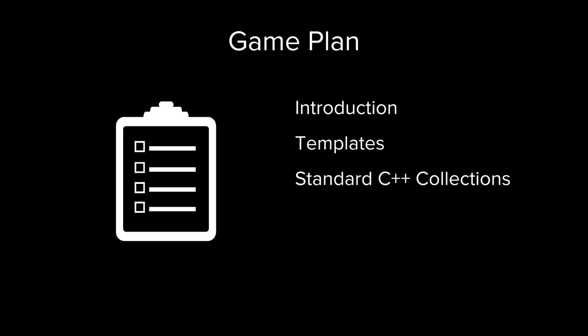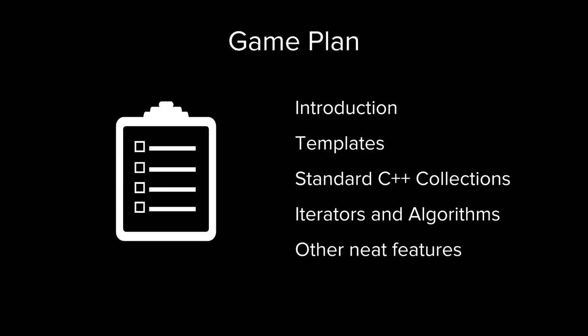So the game plan for today: we're going to start with a quick introduction on what we're doing today. Then we're going to dive right into some advanced C++ features like templates. We're going to talk about the standard C++ collections, which are the analogs of vector, map, and set in actual C++. Then we're going to talk about iterators and algorithms, and some other neat features if we get time. Then we're going to try and look at actual C++ code in the wild. We'll find an interesting repository and look at how that code looks and if we can parse it in any way.